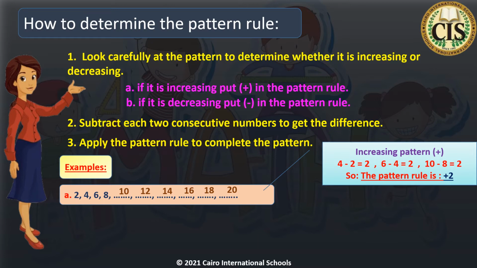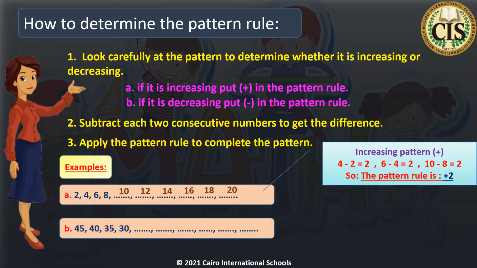Number 1, increasing pattern, so put plus. Number 2, subtract each two consecutive numbers. 2 and 4. Big number minus small number. 4 minus 2 equals 2. 6 minus 4 equals 2. 10 minus 8 equals 2. So the pattern rule is plus 2. Plus because it's increasing and 2 is the difference.